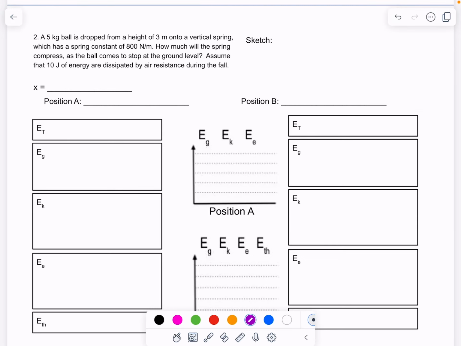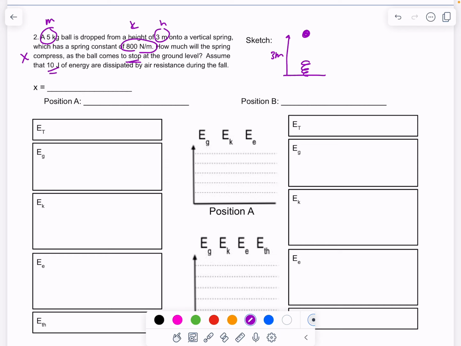All right, a 5 kilogram ball is dropped from a height of 3 meters onto a vertical spring. Okay, so here's a ball that's 3 meters high, which has a spring constant of 800 newtons per meter. So here's an H, here's a mass, here's a K. How much will the spring compress, so that's an X, as the ball comes to a stop at ground level?